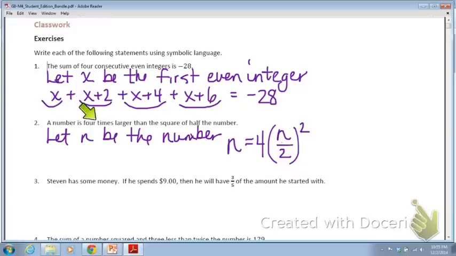Okay, so a number is 4 times larger than the square of half the number. So if something is 4 times larger, that means I'm multiplying it by 4. So my number, n, equals 4 times the square of half the number. So that's my representation right there, symbolically. Okay, pause and do the next one.